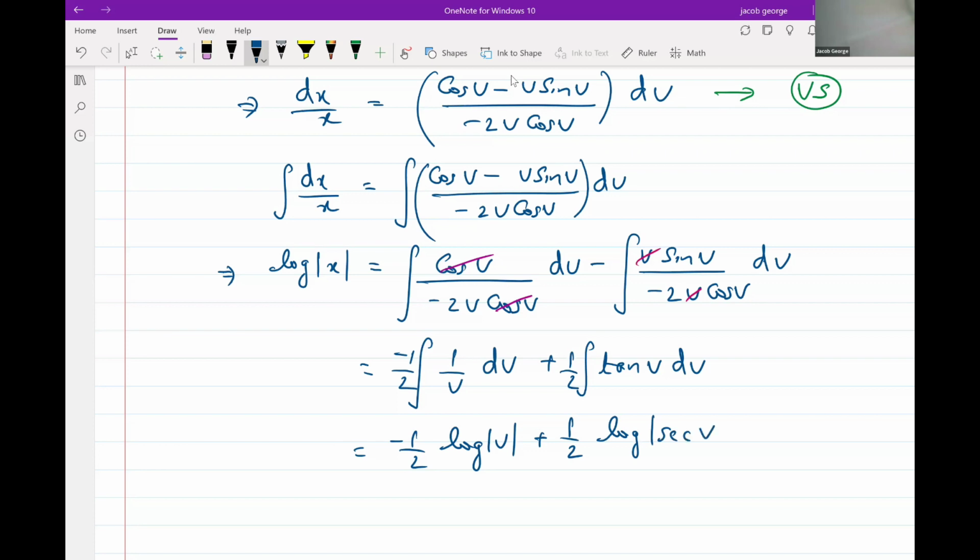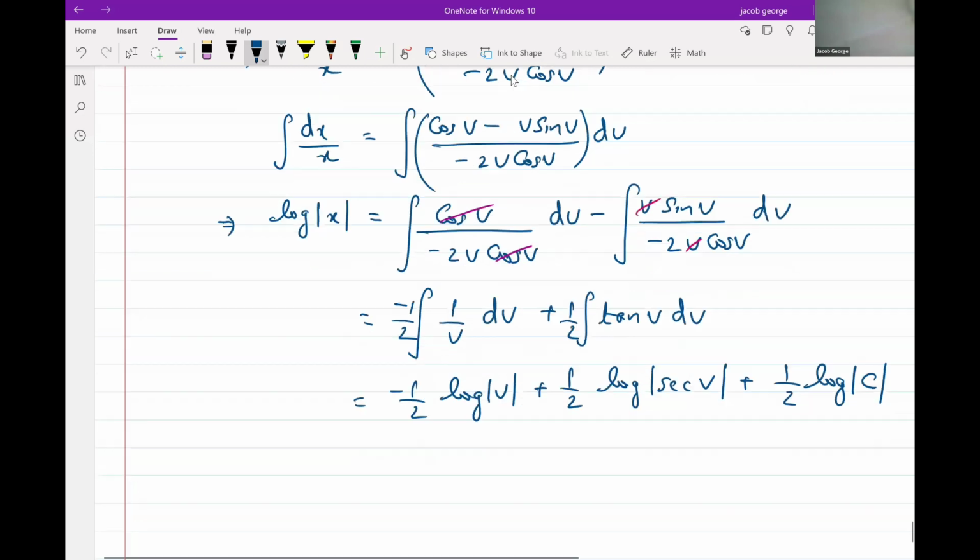Log mod sec v. Then when both are log, we write the constant also as log. Okay, but for the convenience of taking 1 by 2 outside, can I write the constant as half log mod c? No problem, because log mod c is a constant, half log mod c is also a constant. So then we can easily simplify by taking 1 by 2 outside. So we are going to write the constant here as half log mod c. There is no problem for writing like this. Why do we write half log mod c? You understood? Because we can take half outside.